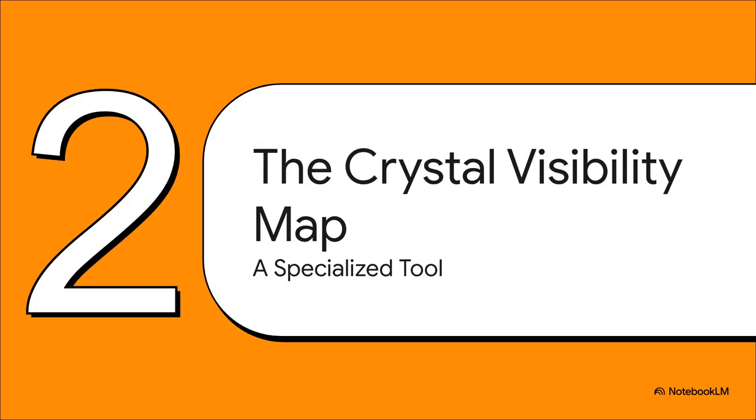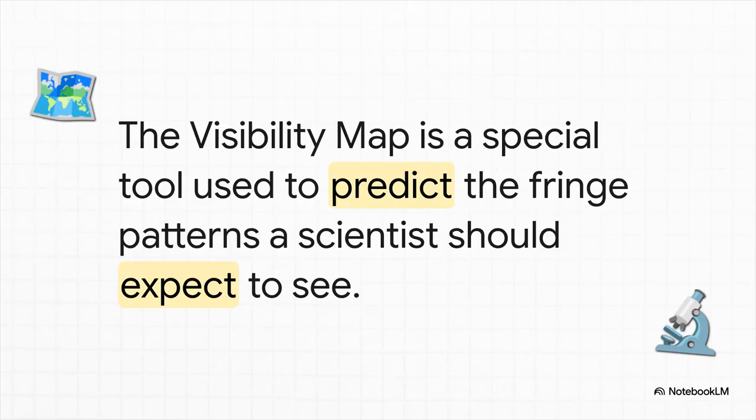Okay, but how on earth do you predict that? Scientists don't just point their very expensive microscopes and hope for the best. Turns out they have this incredibly cool tool that brings us to our next stop, the crystal visibility map. This map is really the key to the whole thing. It's a tool that tells a researcher exactly what pattern to expect, all depending on the angle they're looking at the crystal from. It's kind of like having a cheat sheet for the Nanoverse.